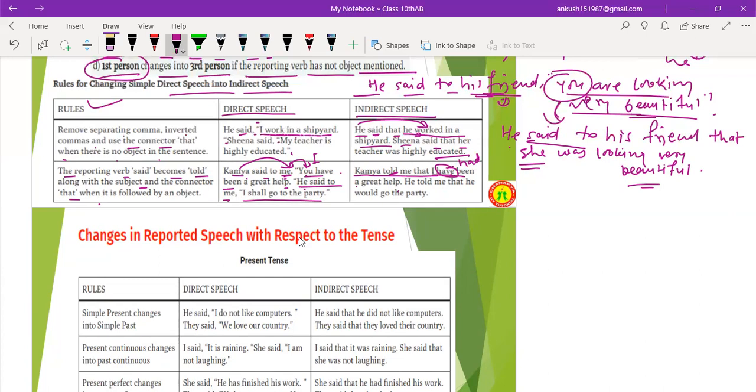See here, we will not use the same tense. What is our rule? Whenever the reporting speech is given in past, the present would definitely become past. Kamya told me that I had been a great help. He told me that he would go to the party. What is the past tense for will and shall? Would. Okay, this is the future past of will or shall. Got it? Yes.